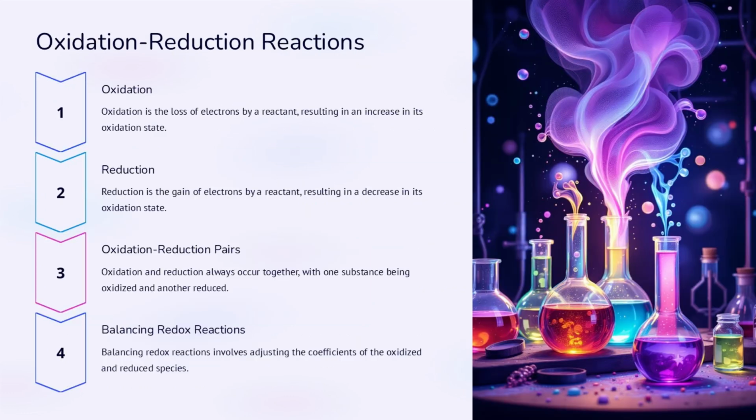Oxidation is the loss of electrons by a reactant, resulting in an increase in its oxidation state. Reduction is the gain of electrons by a reactant, resulting in a decrease in its oxidation state. Oxidation and reduction always occur together, with one substance being oxidized and another reduced. Balancing redox reactions involves adjusting the coefficients of the oxidized and reduced species to ensure the overall reaction is balanced. These fundamental concepts of oxidation and reduction are crucial for understanding many chemical processes, from combustion to energy production.